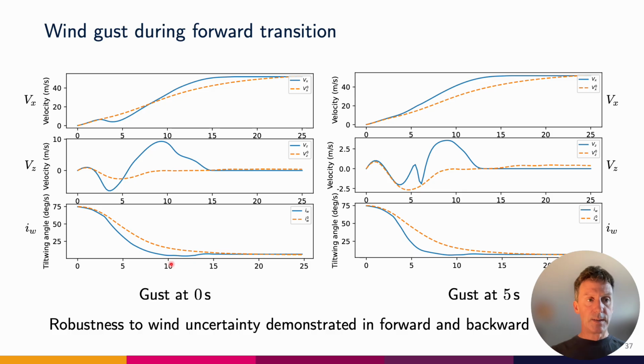In particular, the effect on the vertical velocity is quite severe, but we actually return fairly quickly to the required 0 vertical velocity, despite the effect of wind gusts happening at 0 and at 5 seconds. Overall, robust constraint satisfaction is validated under wind gusts occurring at any position in time during the forward and backward transitions.